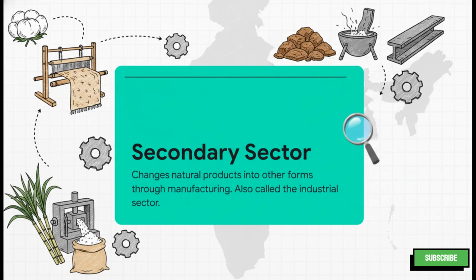Next, we've got the secondary sector. This is the transformation stage. It takes all that raw stuff from the primary sector and through manufacturing, turns it into something new, something different. So that cotton from the farm is spun into cloth, sugar gets processed, and iron ore is forged into steel. This is basically the heart of industry.